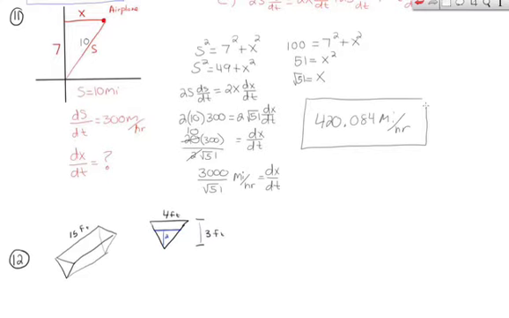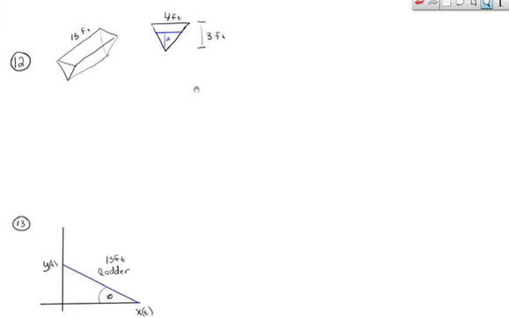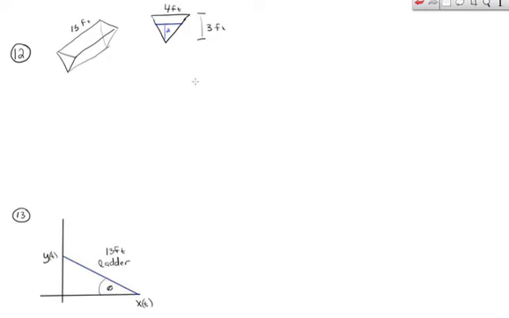Okay, so on to number 12. Number 12 says we're filling a trough with water. The trough is 15 feet long, so that's not changing. 4 feet across the top, so I've drawn a little cross section here, so this is looking straight at it. So 4 feet across, 3 feet tall. Water is running into the trough at a rate of 2.5 cubic feet per minute. So what is changing at 2.5 cubic feet per minute?